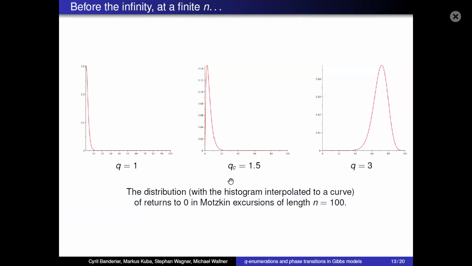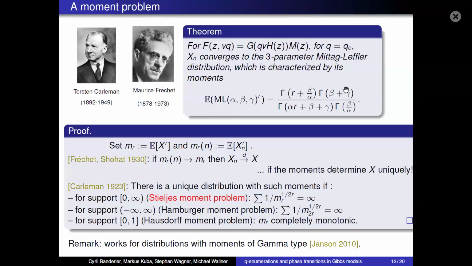I also have to mention that there are a lot of distributions which have this type of shape. There is a survey by Svante Janson which calls them distributions with moments of gamma type. But I think that one of the lessons of this talk is that among those, the Mittag-Leffler distribution that we have here is really universal, and is really the distribution which pops up for critical compositions.